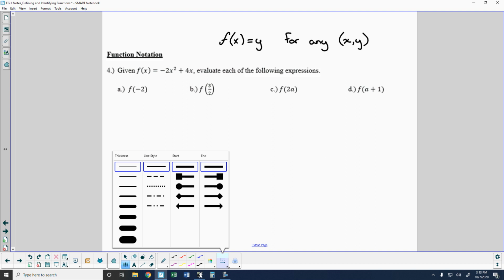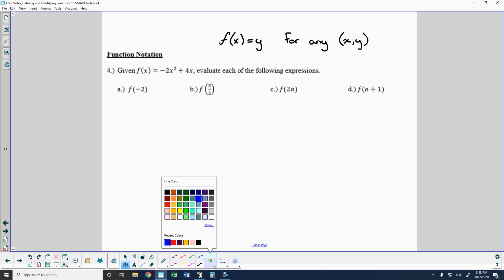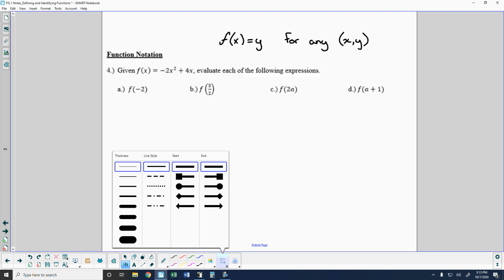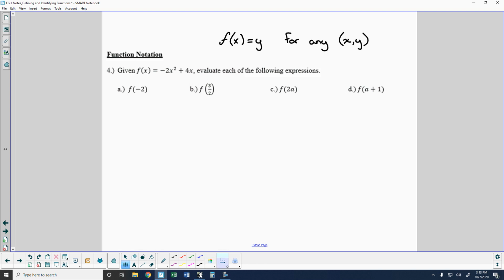In problem number 4, it says given f of x. They tell us a function. Given f of x equals negative x squared plus 4x plus, evaluate each of the following expressions. We won't do D, but we'll do A and B and C. In A, it's giving us f of -2. Inside that parentheses, my x value is negative 2. So if I want to evaluate this expression, I can just take the x and replace it with negative 2.